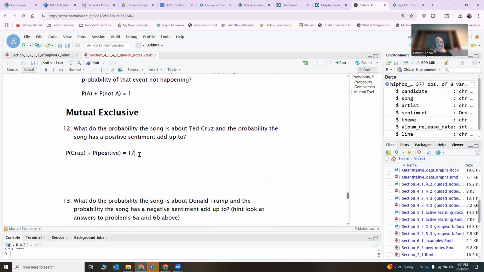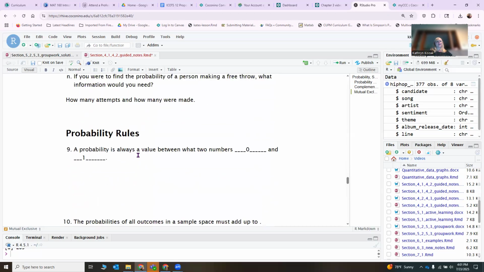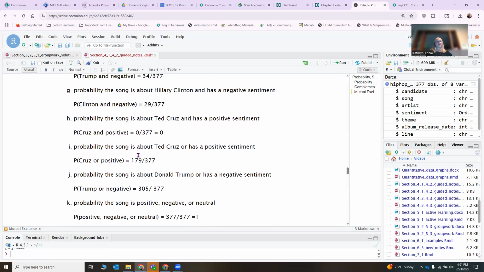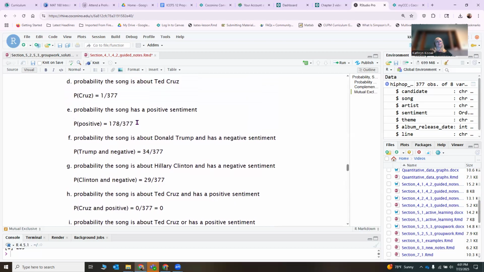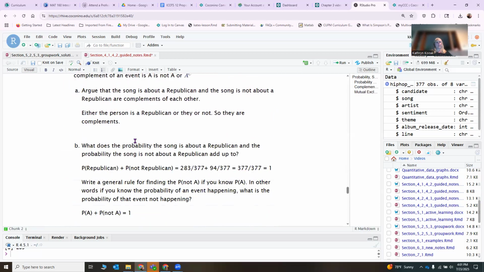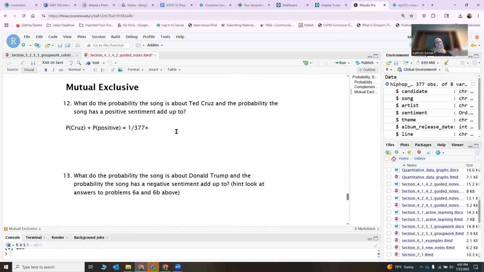So we have 1 out of 377 plus, and I've already forgotten my number. I should have copied it. Positive was 178 out of 377. So adding those two numbers together, I get 179 out of 377.